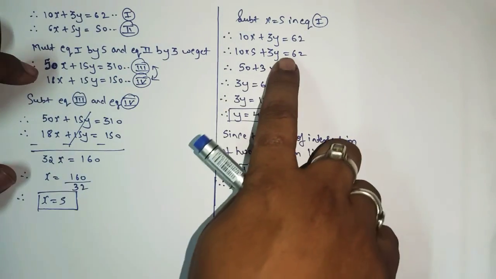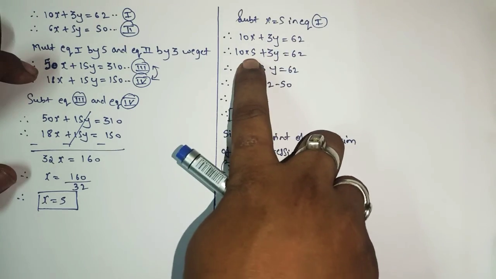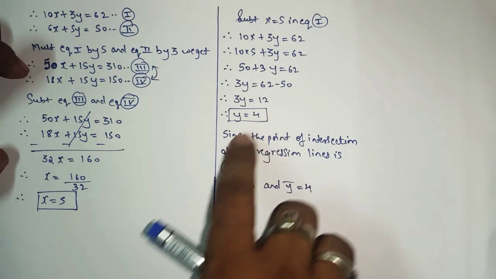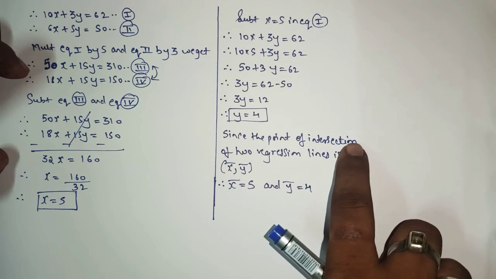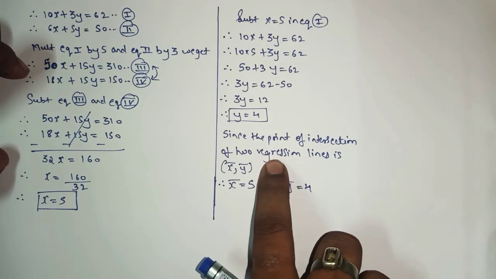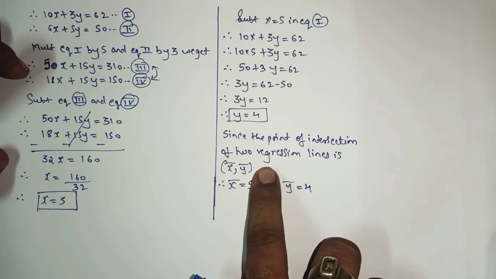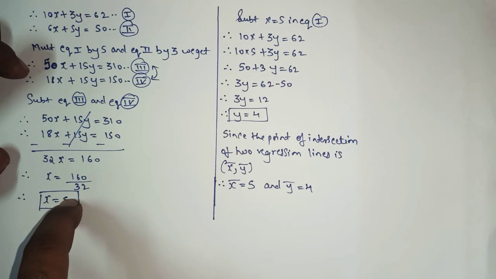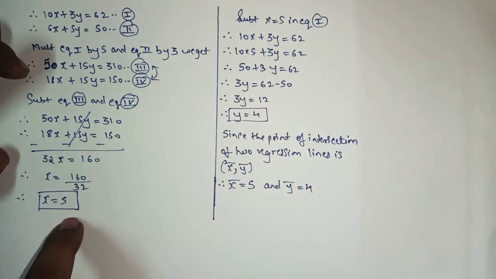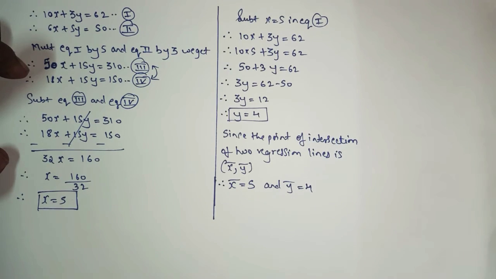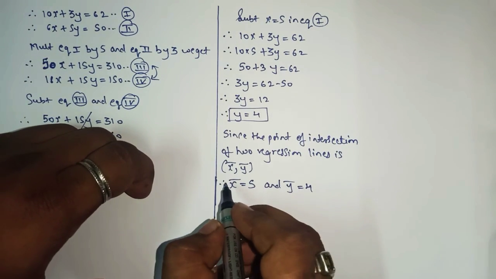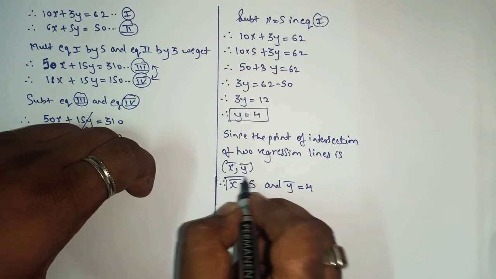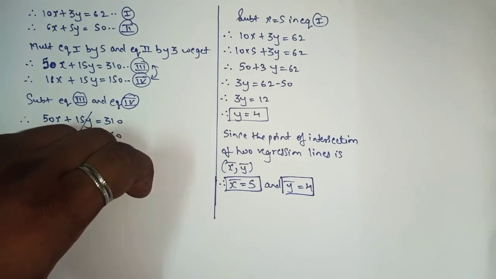So here I took equation number 1, so I substitute the value of x as 5, and then you will get the value of y. After getting the value of x and y, for each and every sum you will write this step. Since the point of intersection of two regression lines is x mean, y mean, the value which we got by solving simultaneously, this x and y, is the value of x mean and y mean. So in this way you will find the value of x mean and y mean.